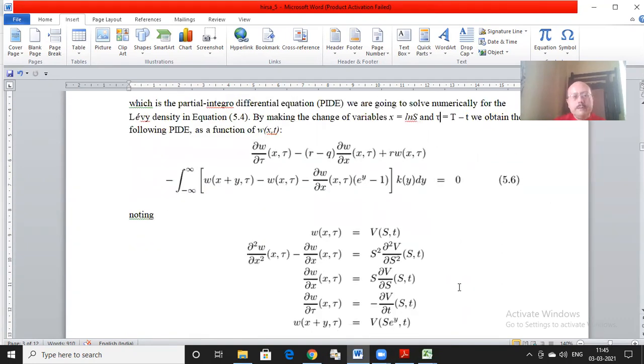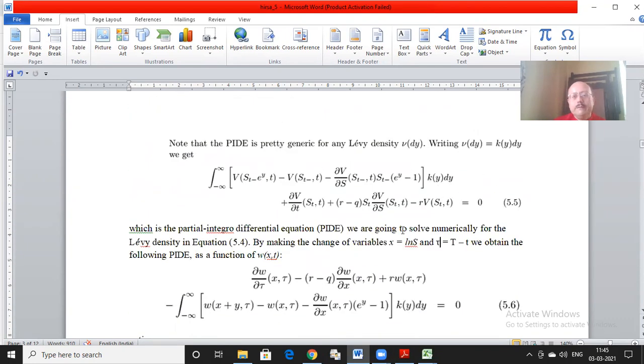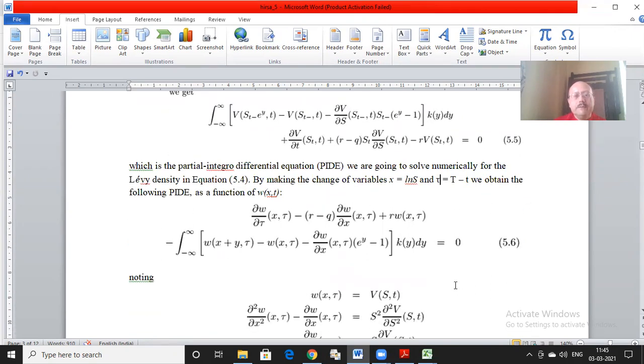So with all those changes, my PIDE can be rewritten in this form. I had this del V del T, del V del S terms here. They become del W del tau and del W del x after the change. The terms in the integrand here will also be redefined, and the redefinition works in this way.